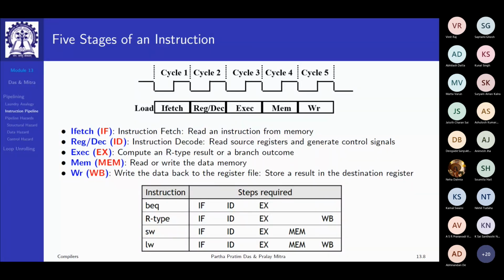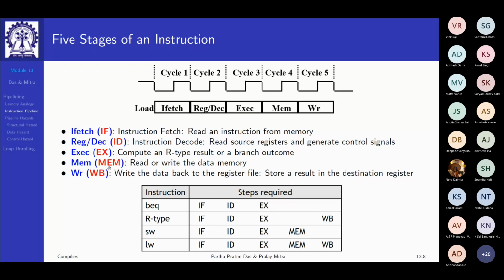So you read those source registers. Both of these you do in the ID stage. Then you have the execute stage, where, for an arithmetic operation, you compute the register type result. For a branching operation, you want to find out what the branch outcome is. Will the branch be taken, or will the branch not be taken?